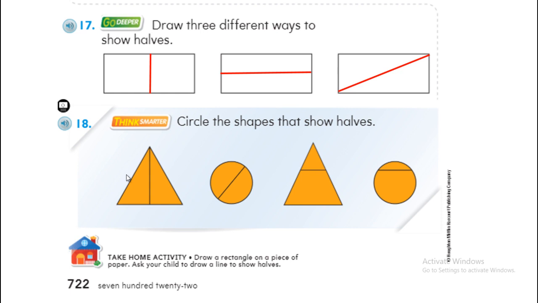In question 18, circle the shapes that show halves. Only those that show equal parts, and you can call them halves. This triangle, wonderful. It showed two smaller triangles inside. And this circle, excellent. How about this triangle? Why not? Because it doesn't show two equal parts. It shows different shapes, a triangle and a trapezoid. And no way they are the same size or equal parts. And of course, this circle does not show halves.